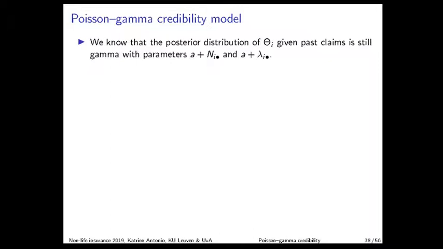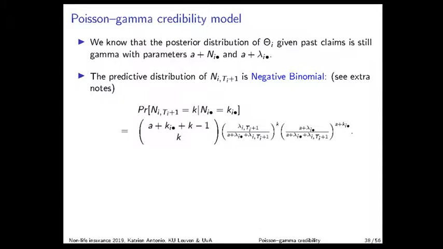Using similar derivations, we can focus on the predictive distribution of the number of claims in the next time period t_i plus 1, the predictive distribution of this random variable given the past claims. So instead of working with the posterior distribution of theta given the past claims, we now want to work directly with the predictive distribution of the number of claims in the next time period. Following the derivations in the extra notes, you will see that this predictive distribution is a negative binomial distribution.